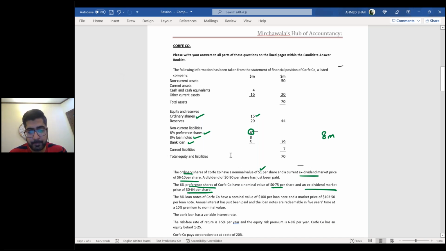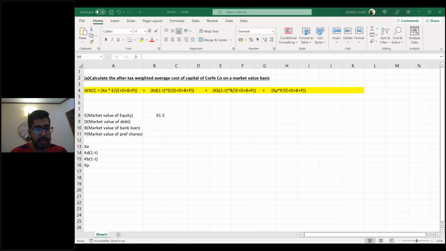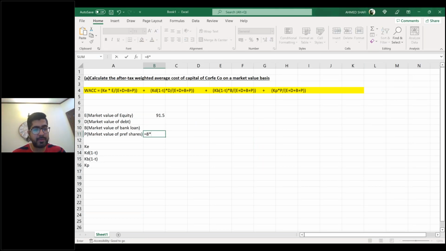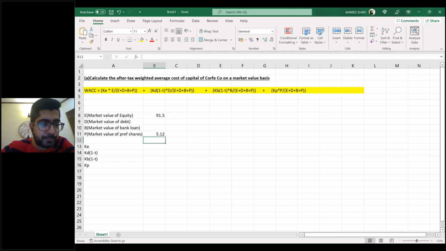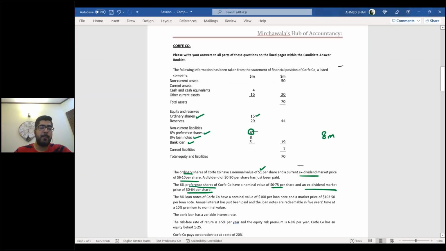So number of preference shares, 8 million, into current share price of preference shares, gives the market value of preference shares. Okay, so we've got the market value of equity, number of shares 15 million into current share price. We've got the market value of preference shares, number of preference shares into current share price. Now you need the market value of bank loan and market value of debt. Bank loan. What is the value of bank loan?